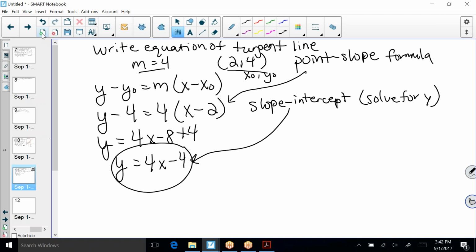All right, then we have one more problem in this section. So go ahead and try this one on your own. I'll pause this. So find an equation of the tangent line to y is equal to negative 1 minus 2x squared at the point negative 2 comma 9. So try that one on your own.